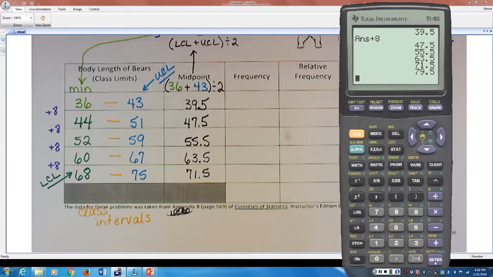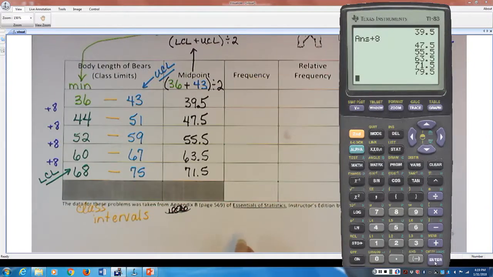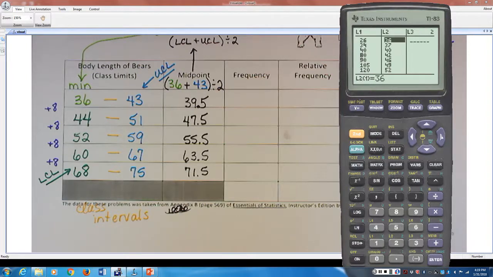Now, we've got the class intervals, we've figured out the midpoints, now we've got to start counting. So in order to count, we're going to go back to the stat menu and look at list 2, because that's where our data is, and we need the numbers that go from 36 up through 43. So if I see a number that's 44 or more, I've got to stop counting. So there's 1, 2, 3, 4, and I stop counting.